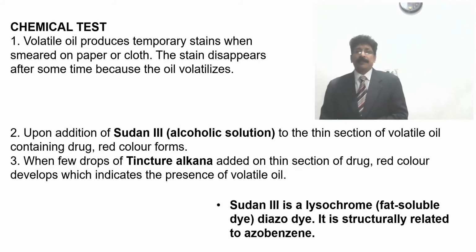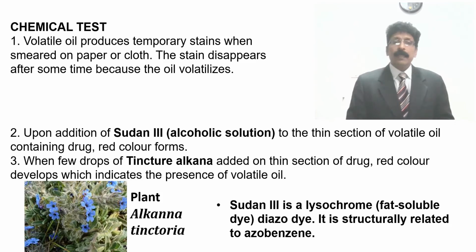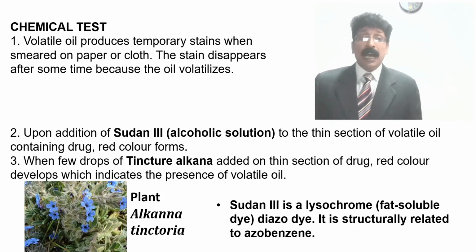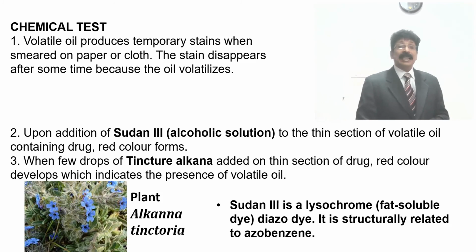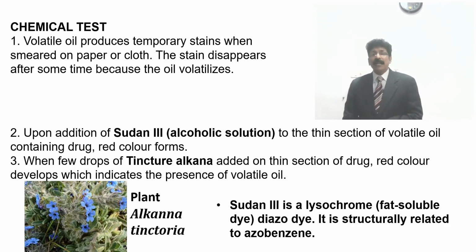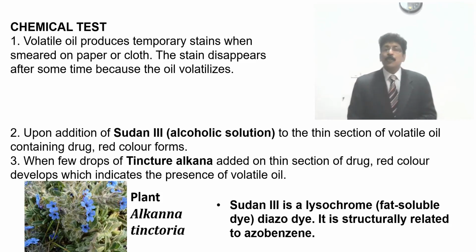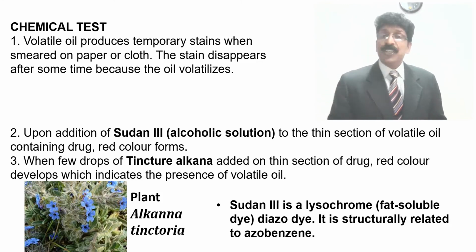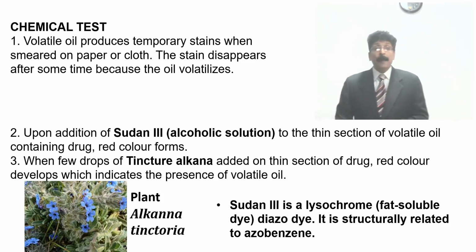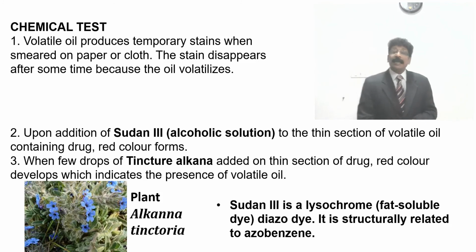Tincture alkanna comes from the plant Alkanna tinctoria, from which we can collect the tincture. When you add it to a volatile oil containing drug or a piece of the section, you immediately get a red color formation, which indicates the presence of volatile oil.